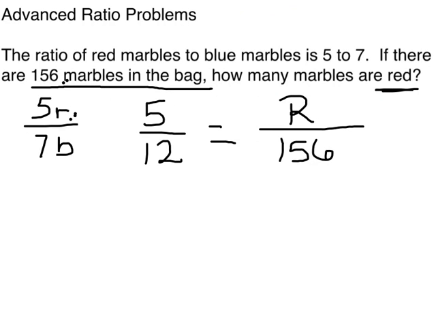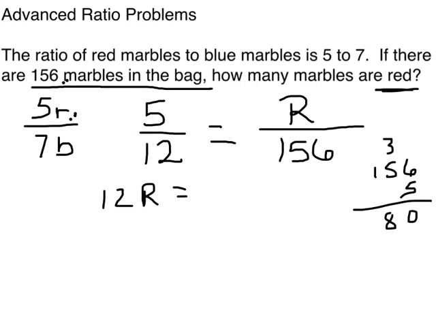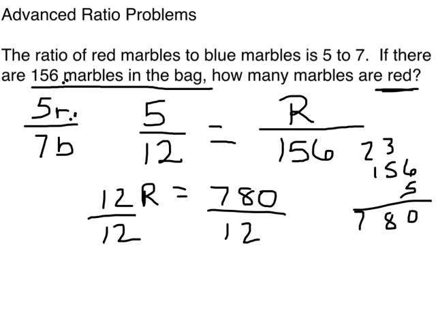Alright, so now I solve just like I did before. I'm going to cross multiply: 12R equals 5 times 156. 156 times 5 is 780. And then I'm going to divide by 12. And R is equal to, let's see, 12 will go into 78.